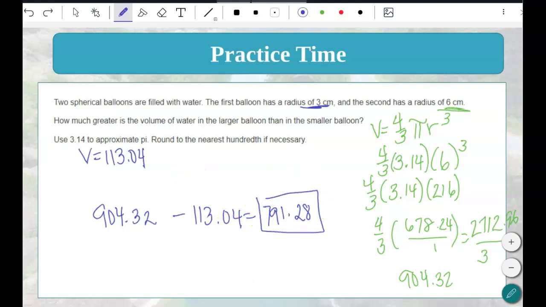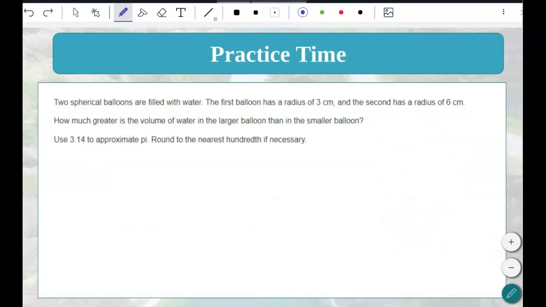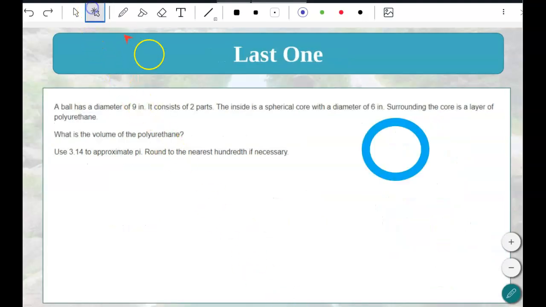All right, we have one more practice problem. This could be one of the quiz questions as well. It says a ball has a diameter of 9 inches. It consists of two parts. The inside is a spherical core with a diameter of 6 inches. Surrounding the core is a layer of polyurethane. The blue part you see is the polyurethane. What's the volume of that?